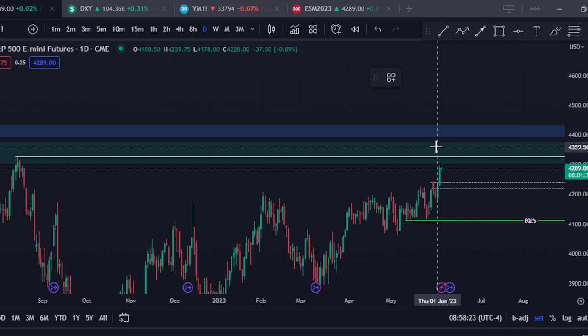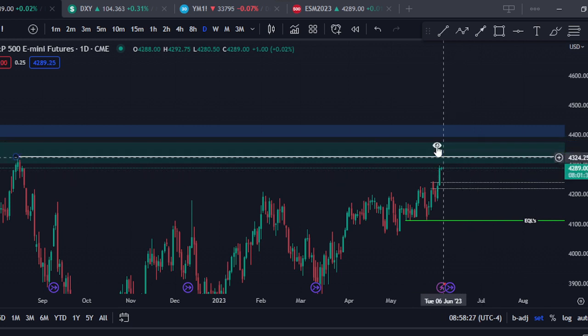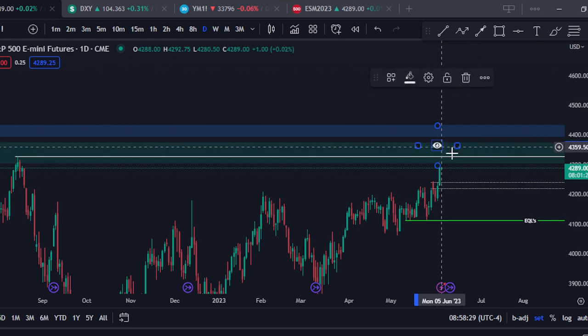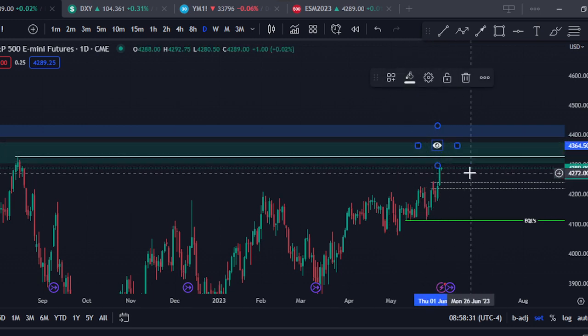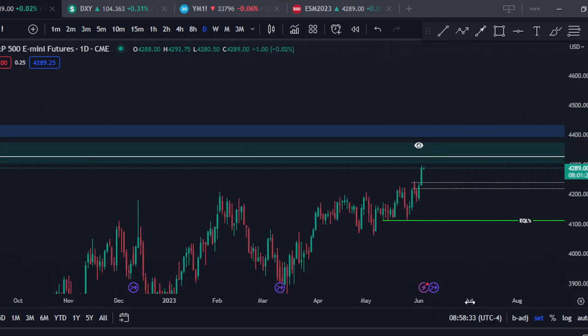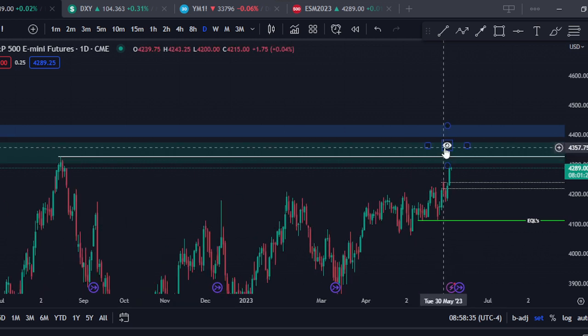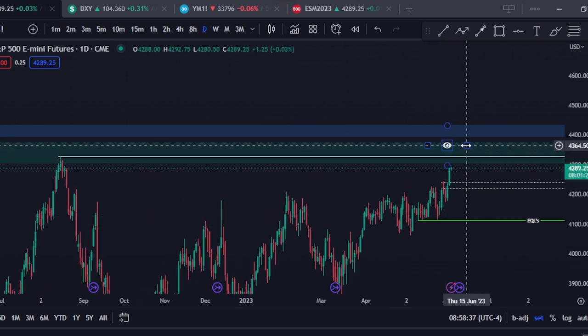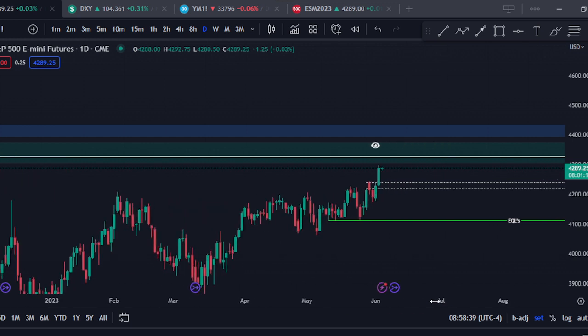Let's put some little eyeballs right here. This could be an area we could look to go to for the bullish side. So that could be where we could be looking to go on the bullish side. Price could continue to go. Now let's talk about what could happen on the bearish side.